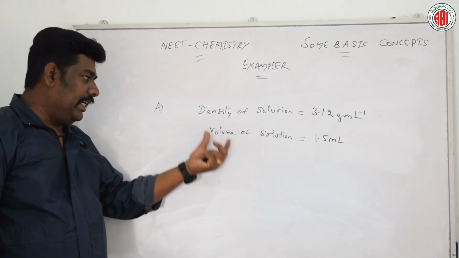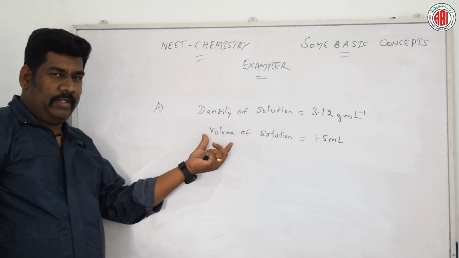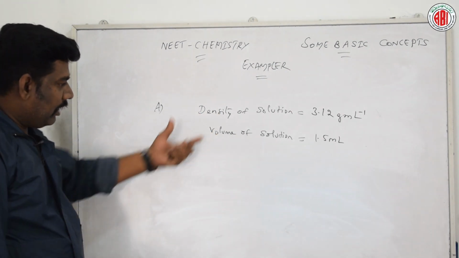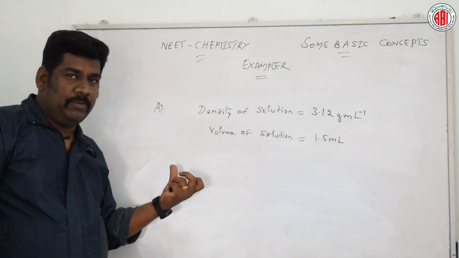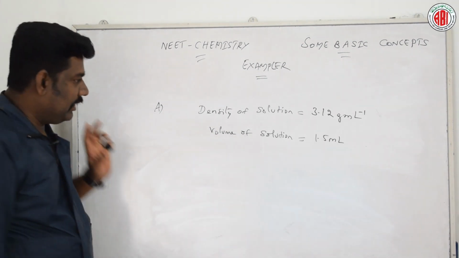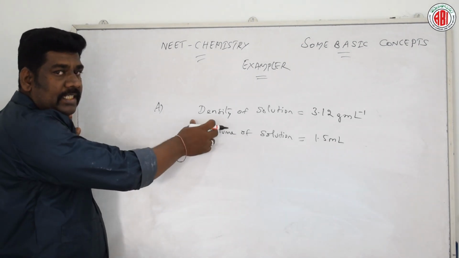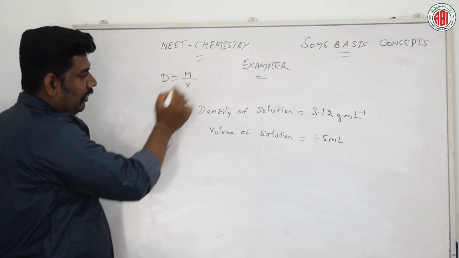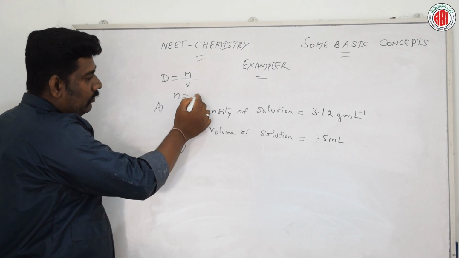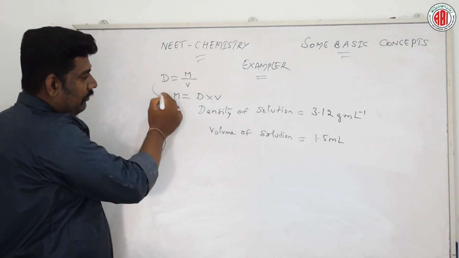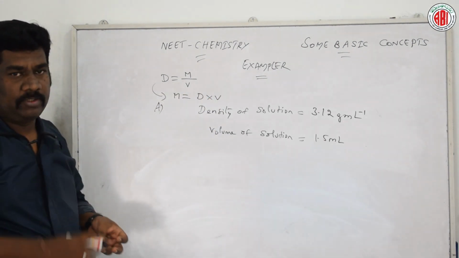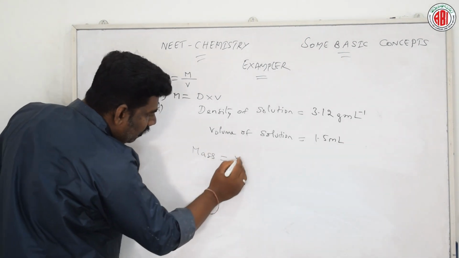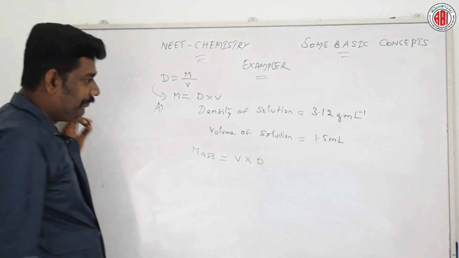So we have density and we have volume. We know the formula for density. Density formula is what? Mass by volume. Similarly, mass is equal to volume into density. We are deriving the formula from the density formula. So density is equal to mass by volume, then mass is equal to density into volume. We are getting this formula from density. So simple. So mass we are going to find. Mass is equal to volume into density.